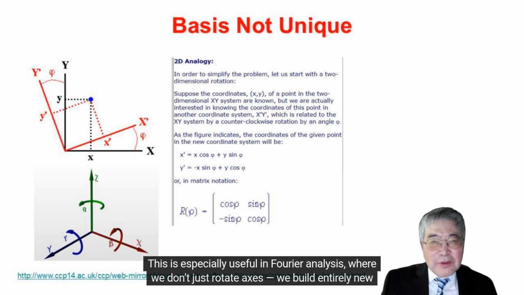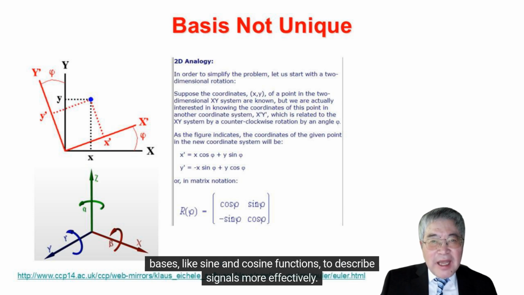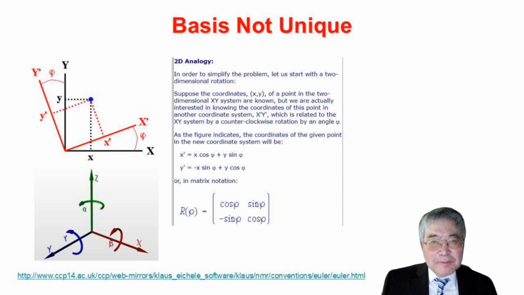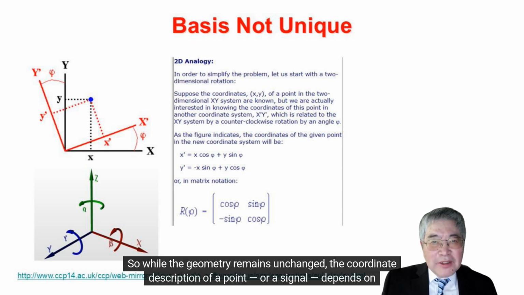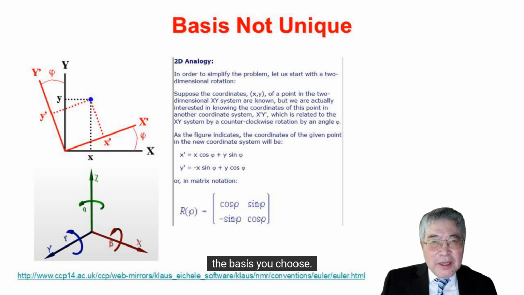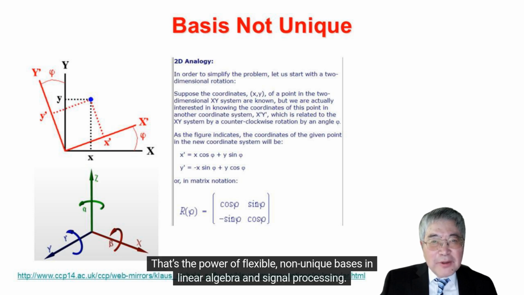This is especially useful in Fourier analysis, where we don't just rotate axes, we build entirely new bases like sine and cosine functions to describe signals more effectively. So while the geometry remains unchanged, the coordinate description of a point, or a signal, depends on the basis you choose. That's the power of flexible, non-unique bases in linear algebra and signal processing.